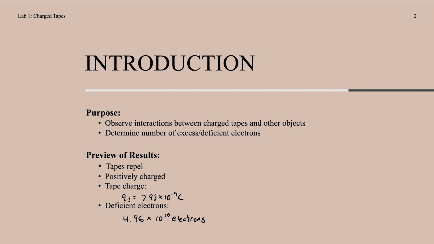I found that two charged tapes repel when brought close together, and the tapes are positively charged with a magnitude of 7.93 times 10 to the negative 9th coulombs. The number of deficient electrons was determined to be 4.96 times 10 to the negative 10th electrons.